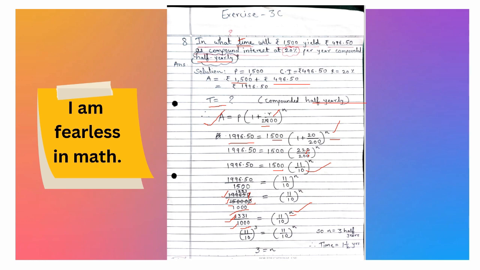So you will write down 11. This you can write in the form 11 upon 10 whole raised to 3. So this and this are the same, only you have converted it into a cube. And this is 11 upon 10 raised to n, which means 3 is equal to n. So n is equal to 3 half years. So what is your time duration? 1.5 years.